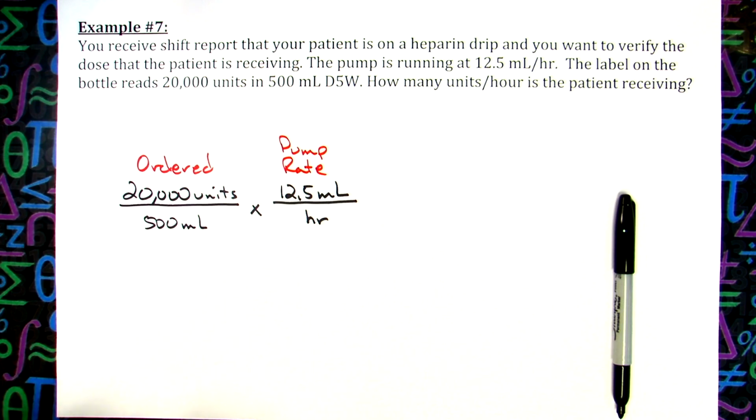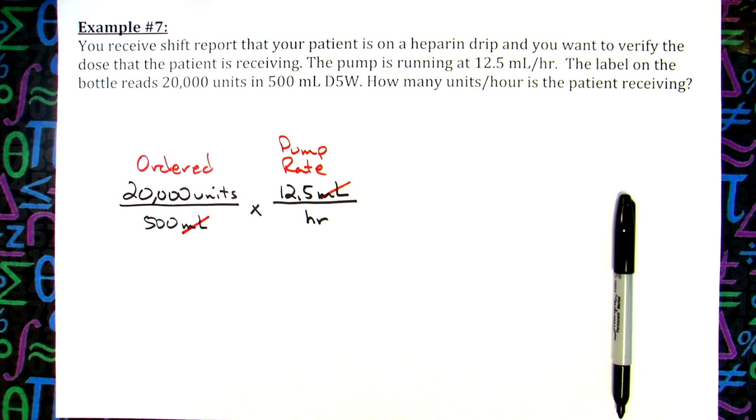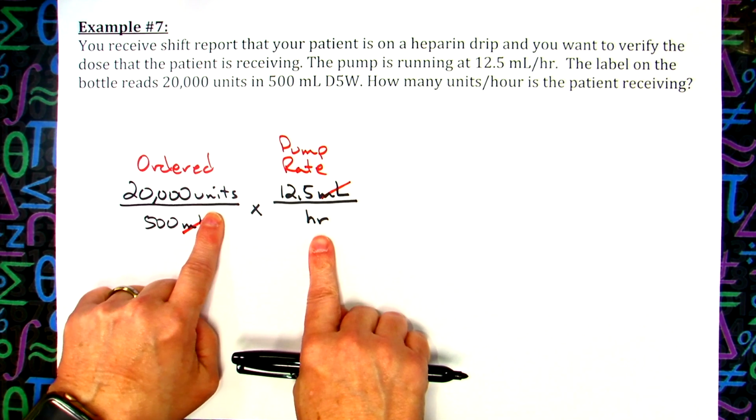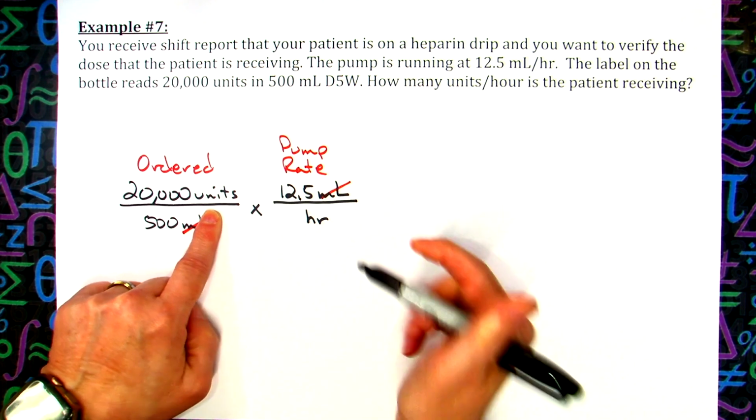Remember what we're multiplying here. Now I'm going to take a look at my unit analysis. I've got milliliters in the top. I've got milliliters in the bottom. Once I cross those out, the only two labels left are units per hour. The question is asking for units per hour.